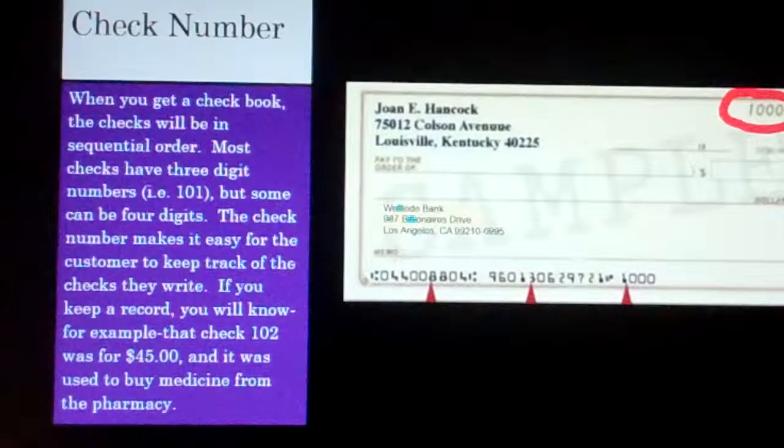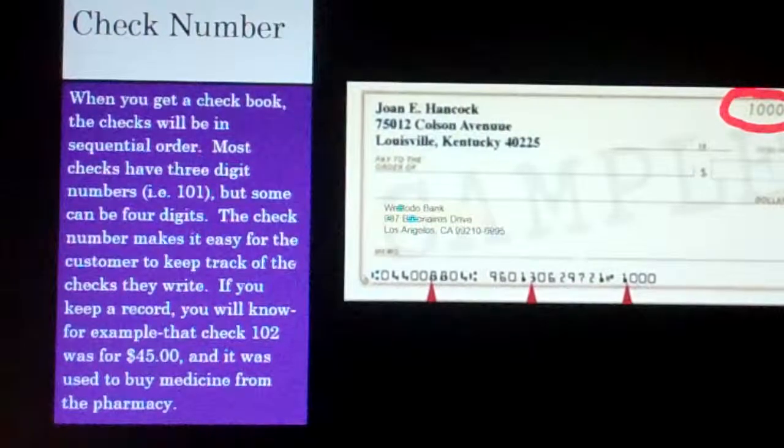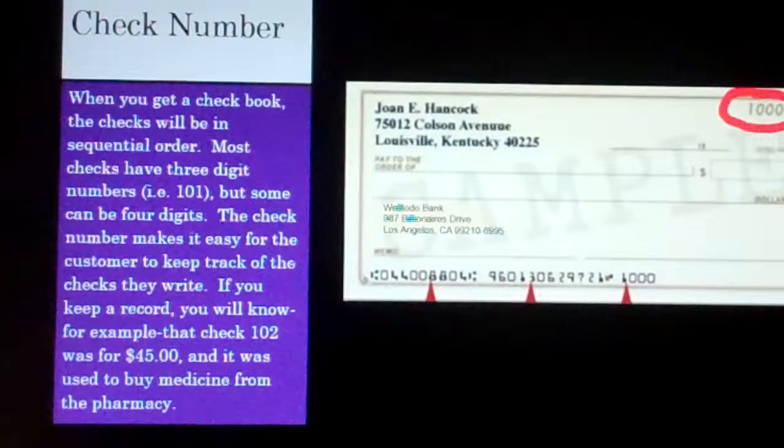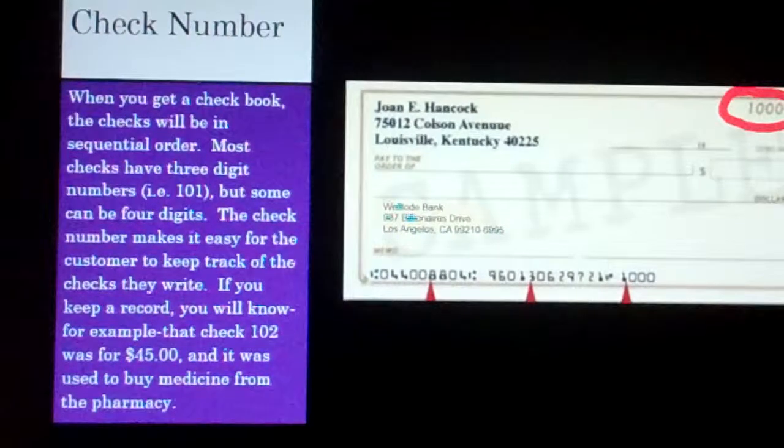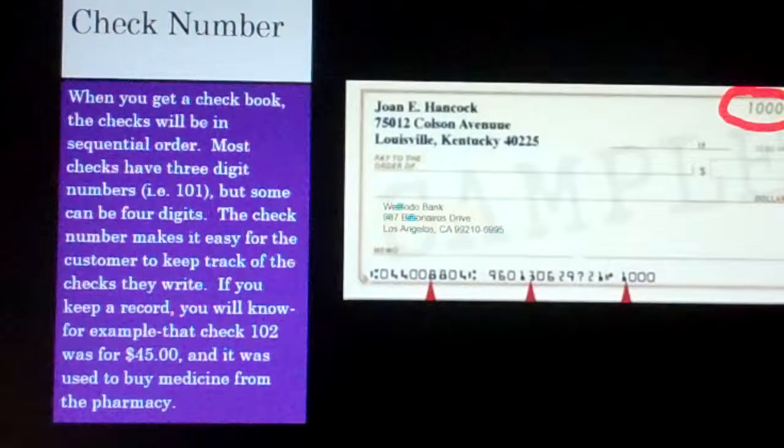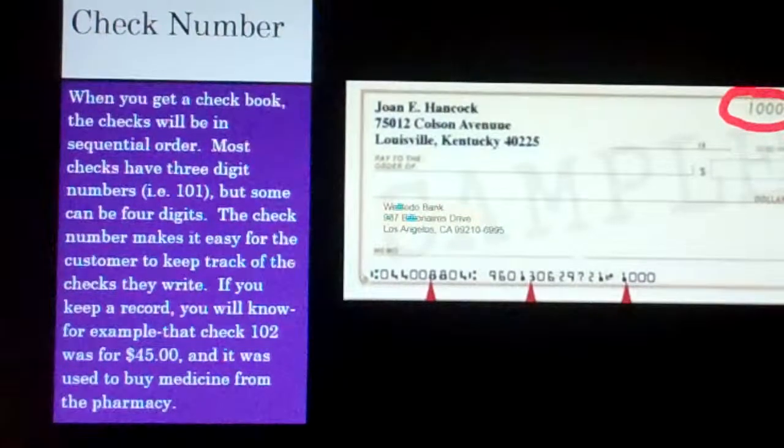Check number. When you get a checkbook, the checks will be in sequential order. Most checks have 3-digit numbers, for example, 101, but some can be 4 digits.